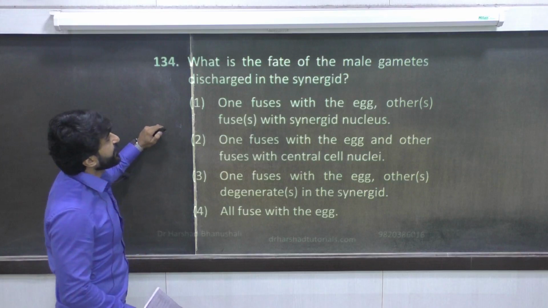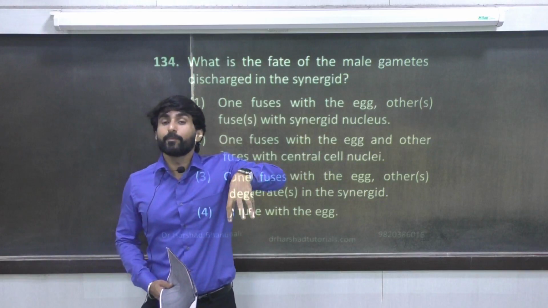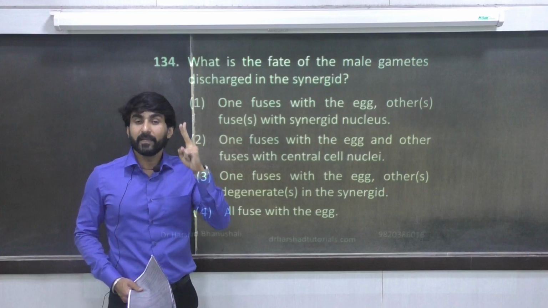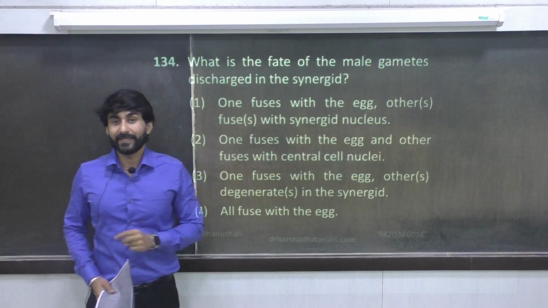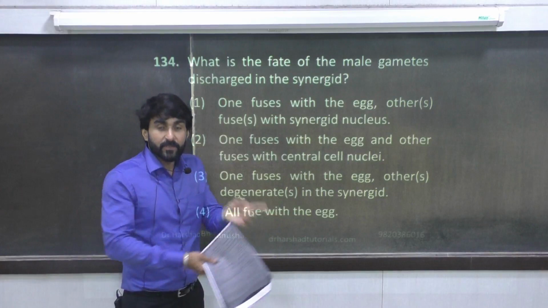The next question, what is the fate of the male gamete discharged within the synergid? Now, as we all know, in the chapter on reproduction in flowering plants, two male gametes are released by the pollen tube within the ovule through the synergid. When two male gametes are released, one of the male gametes combines with the egg and the second male gamete combines with the central cell. The first male gamete helps in forming the embryo, and the second male gamete helps in forming the primary endosperm nucleus. So one combines with the egg, the second combines with the central cell.